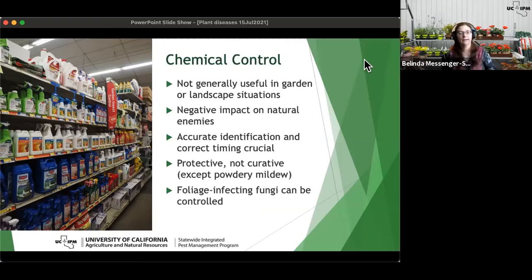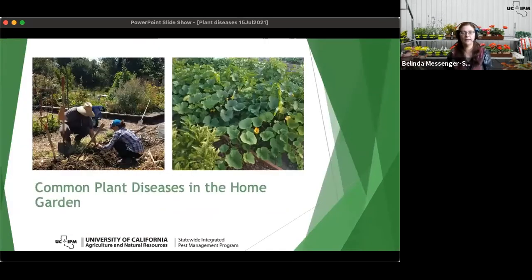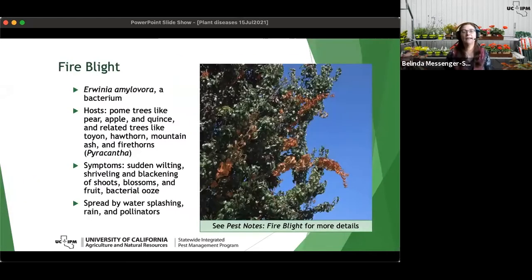Okay, next slide, please. Okay, so let's talk about some specifics, some common plant diseases in home gardens. Most of these, as I said, are fungal diseases, but we're going to talk about some other ones too. Next, okay, fire blight. Fire blight is a common bacterial disease. It's caused by Erwinia amylovora. It affects pears. Often you'll see those on the Bradford pears, the ornamental pears. It also can affect quince, apple, crabapple, firethorn, hawthorn, loquat, mountain ash, and other related plants.